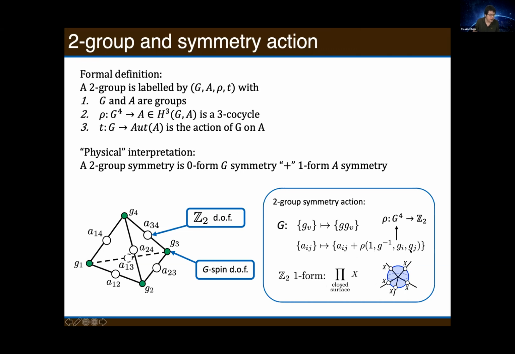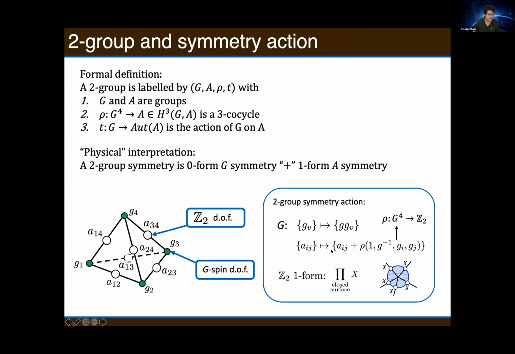But there's some subtlety here. I shouldn't use this plus here. They don't decouple. When we apply the zero-form symmetry, we not only multiply the group element G on every vertex, we also modify the Z2 value on the link. This function is determined by this law. Remember, the law in the fermionic case is the fermion decoration. But in the two-group case, this law is a 3-cocycle. It's a way of coupling the zero-form symmetry and the one-form symmetry.